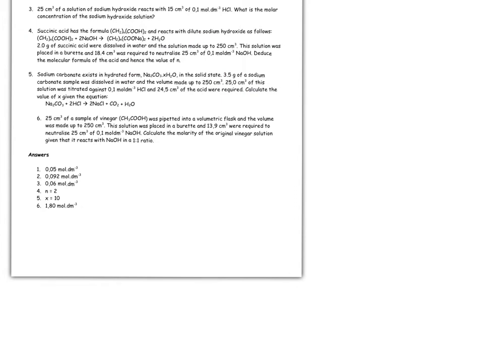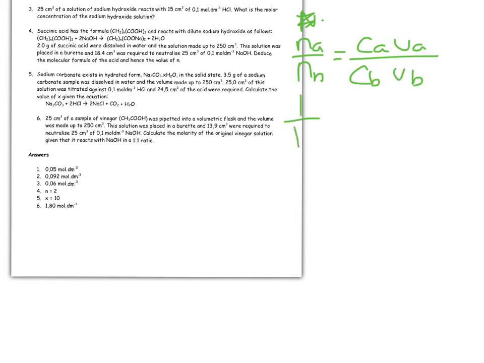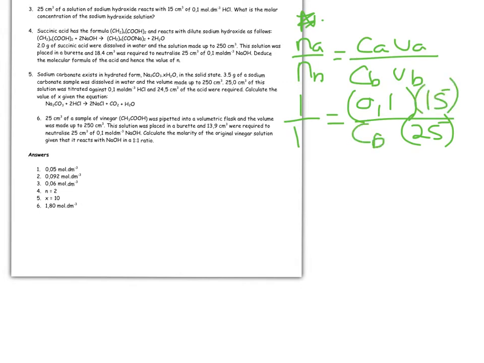On to the next one, we've got 25 centimeters cubed of sodium hydroxide, and we're using that same balanced equation again. So it's a 1-to-1 ratio, which is pretty simple. And again, Na over Nb is equal to Ca Va over Cb Vb, and that's going to be 1 over 1. The concentration of the acid is given to me, 0,1. I am told the volume of the base is 25, and it reacts. I've been given the volume of the acid at 15, and I'm expected to find the concentration of the base, and the concentration of the base in this case turns out to be 0,06 moles per cubic decimeter.